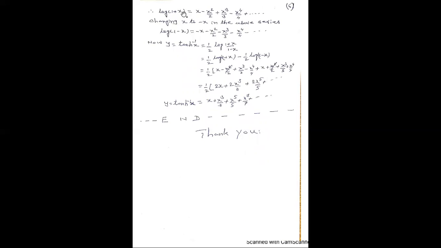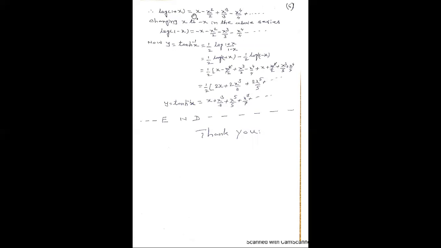So if I change this x to minus x, then this becomes minus x. Then x is replaced by minus x. This minus will remain as it is, becomes x square upon 2. Now x cube is replaced by minus x, becomes minus of x cube. So minus of this value becomes minus x to the power 4 upon 4. So this is for log of 1 minus x. Now why do you want these two values?